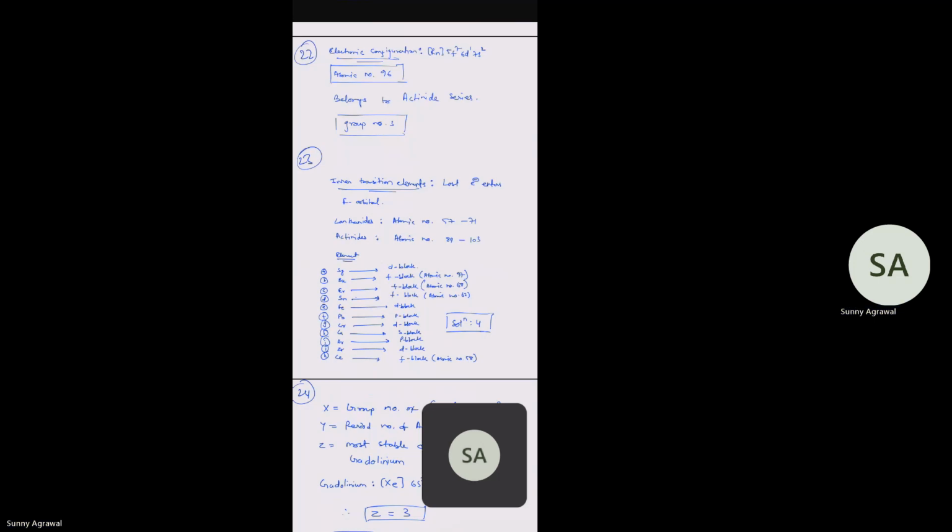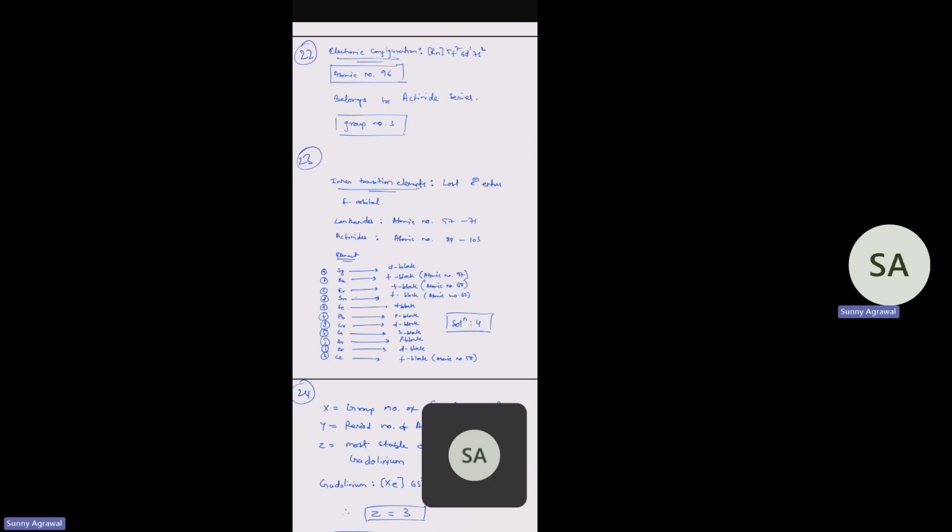Option B is an F block element. Option C is an F block element. Option D is an F block element, and option K is an F block element. So 4 are F block elements. Others are either S, P, or D block elements. So our solution is 4.